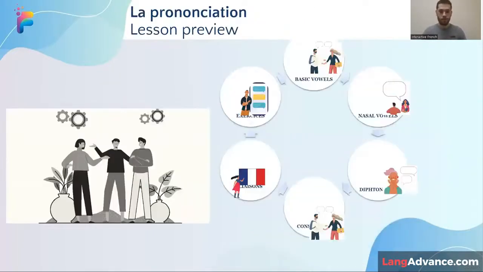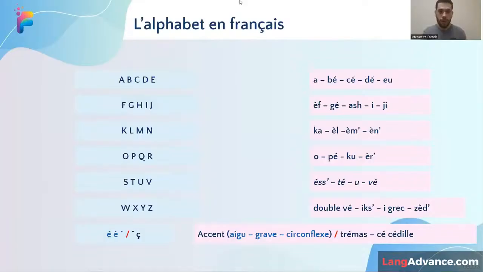Okay, so starting with l'alphabet, right? So l'alphabet, the alphabet. L'alphabet en français. So if we want to say the alphabet, it goes this way. We start with A, okay? So A would be A. There we go. A. So A for A.